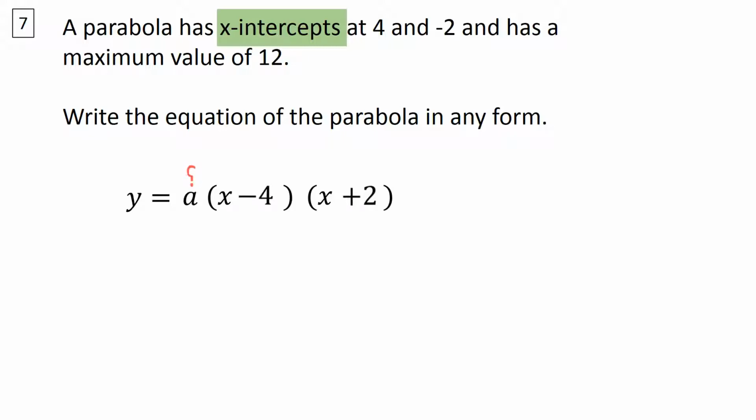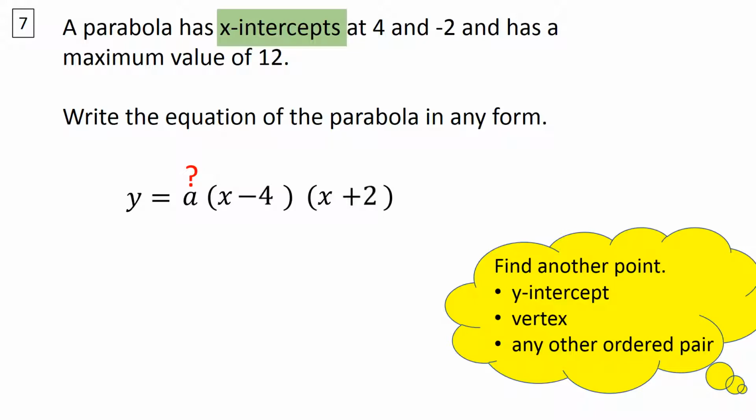So what do I need to know to find my a value? Well, I need to know any other point on this graph. The y-intercept or the vertex or some other ordered pair. Well, I've got a maximum value of 12. And so that's going to go with my vertex. So I guess the vertex is the point I'm going to use.